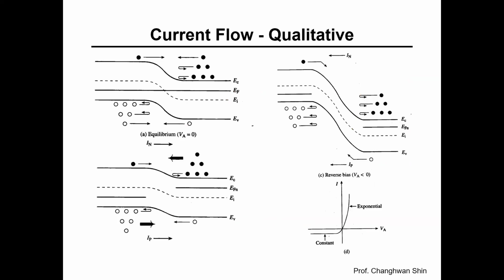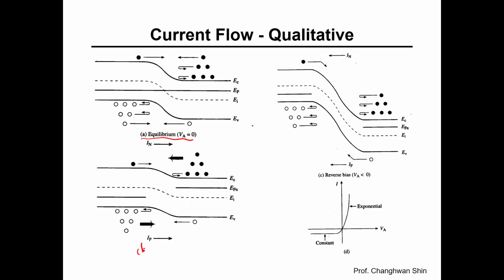So now let's move on to the current flow, qualitative perspective. This slide provides a qualitative understanding of current flow in PN junctions under different bias conditions. The four diagrams: number A, equilibrium, so equal and opposite carrier movements result in zero net current.